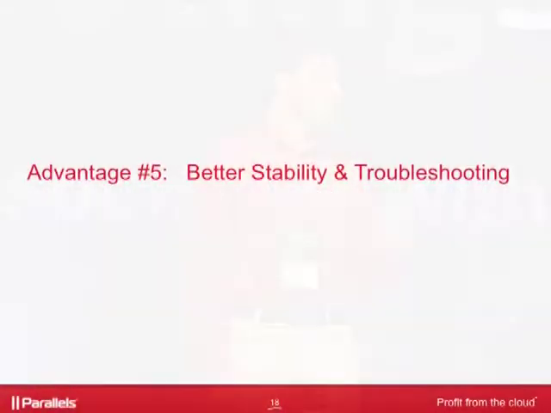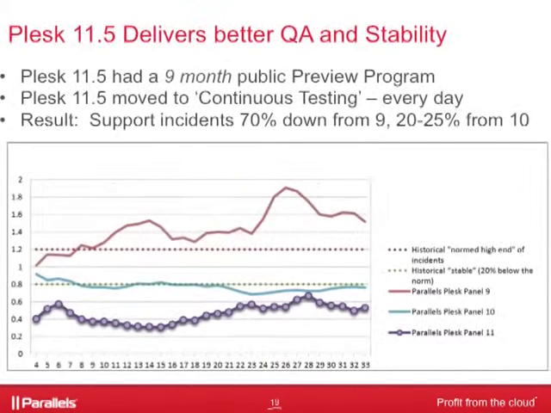Next, advantage number 5 is better stability and troubleshooting. Plesk 11.5 definitely delivers better QA and stability. This is our internal graphic. It actually shows support incidents for different versions of Plesk. So the red one is 9. That's version 9. That's the number of support incidents we had. The lowest one is 11.5. So you can see the difference, literally.